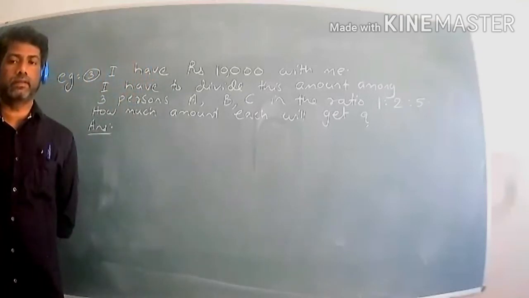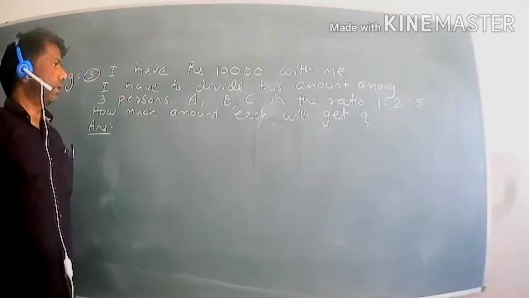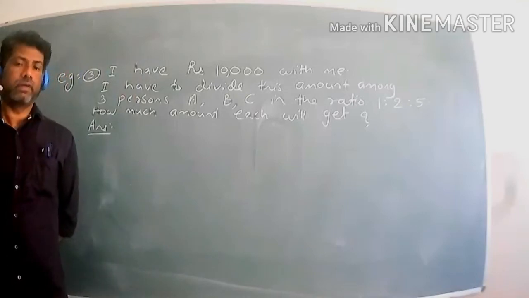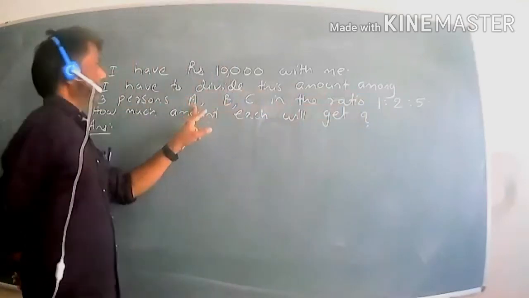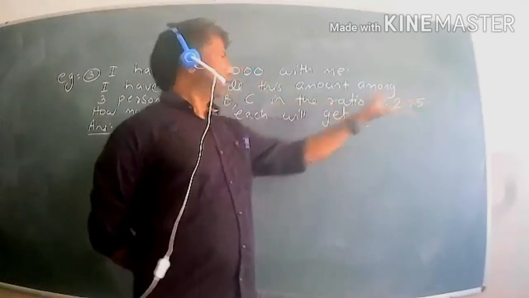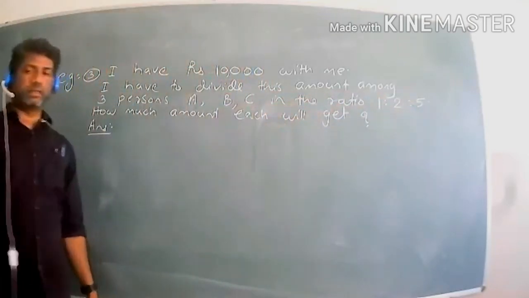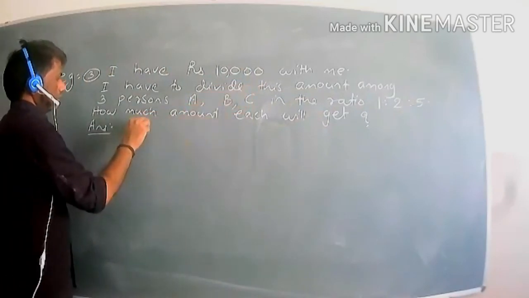So three numbers are there, three ratios 1 is to 2 is to 5. Can you say who will get the least amount and who will get the most? Obviously 1, that is the first person A will get the least amount. Who will get the most? 5, that is C will get the maximum amount. How can we do this? You have to add this ratio.